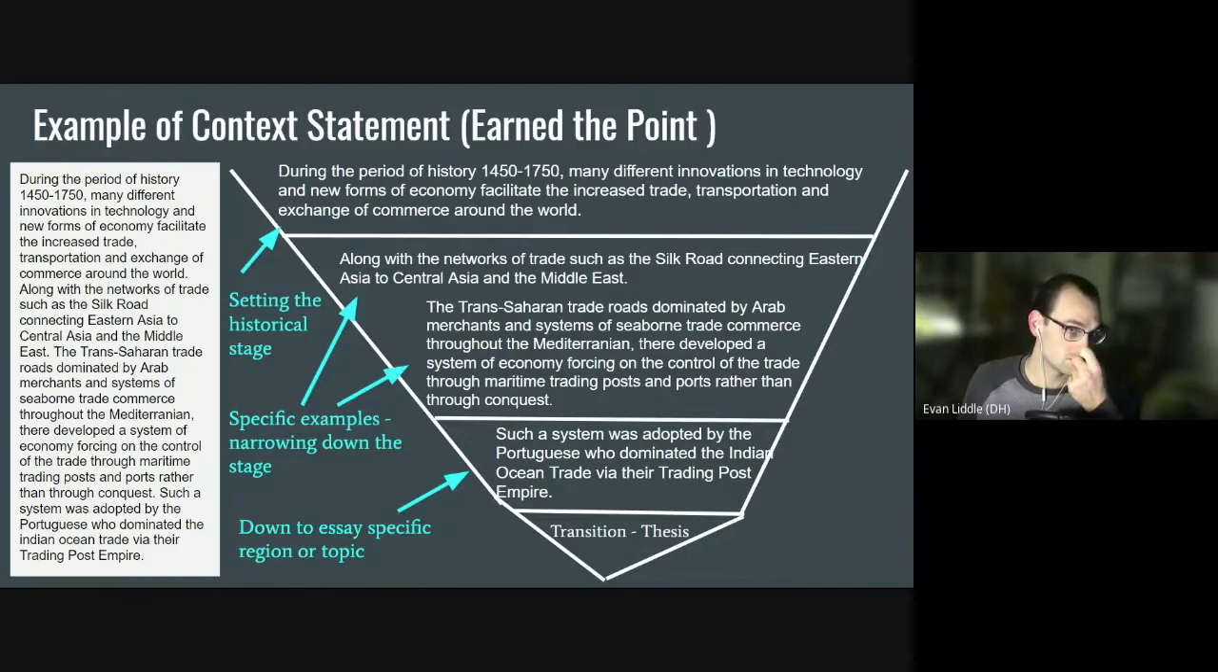And just notice how, in general, these couple of sentences show us that the student has at least some knowledge of the general flow of history leading up to the Portuguese entry into the Indian Ocean, talking about new technology, new forms of economic trade, and then providing us with some examples of that before getting specific and talking about the Portuguese in the Indian Ocean. Let's talk about another one.